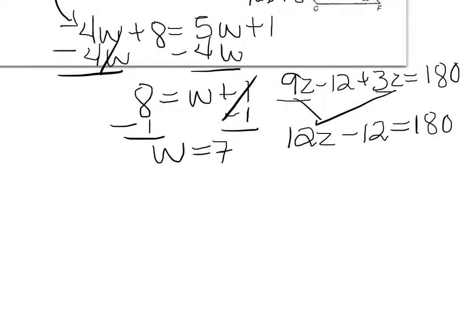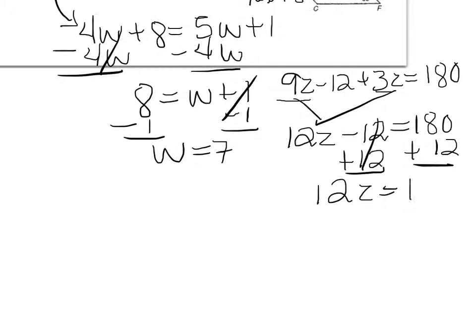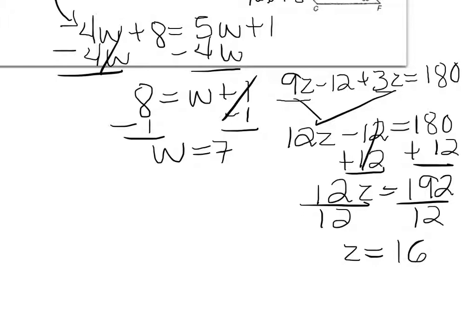So what do we do next? We add 12, right? Because it's the opposite. So add 12 to 180. 192. So it's 12z equals 192. Good. And then we divide by 12. So z equals 16. Thank you, Jasmine. Great. So z is equal to 16.